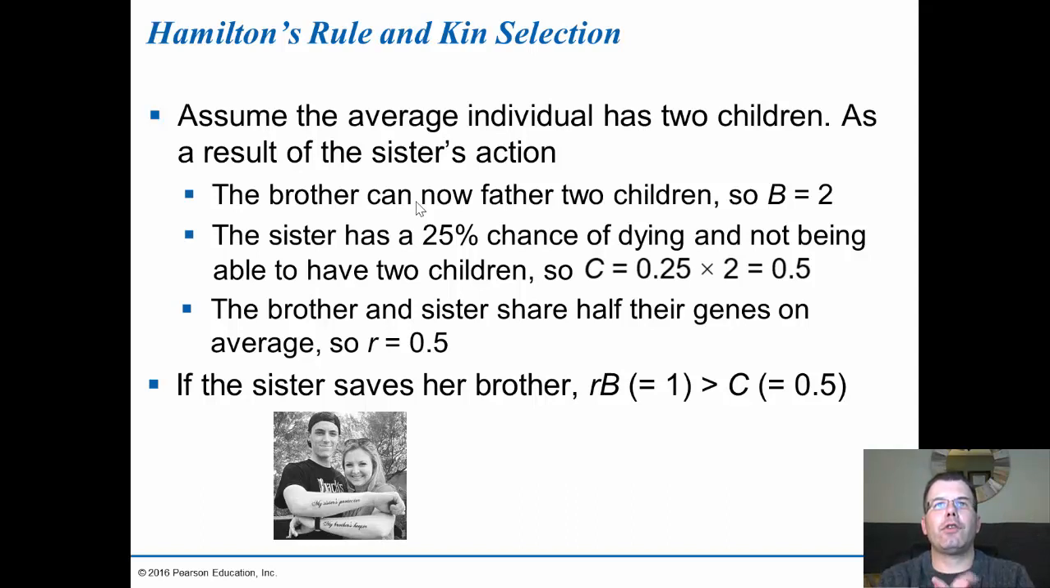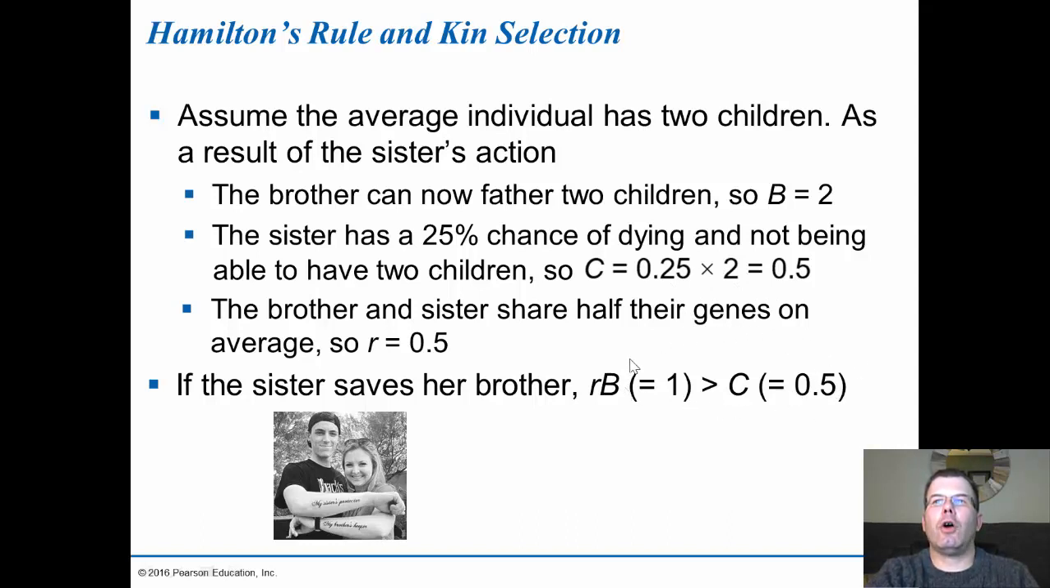Now the sister has a 25% chance of dying and not being able to have 2 children of her own, so C would be 0.25 times 2, or 0.5. The brother and sister share half their genes on average, so R would be 0.5. So if you multiply the 0.5 times 2, that is equal to 1, versus the risk of trying to save her life, which would be 0.25 times 2, because that would be the loss of her children, or 0.5.